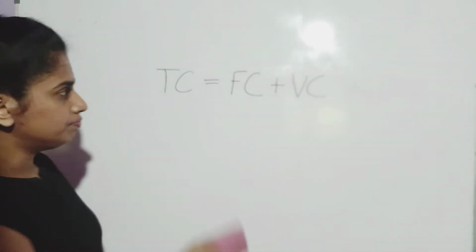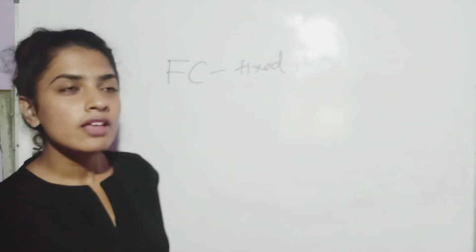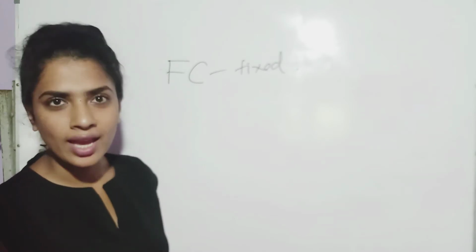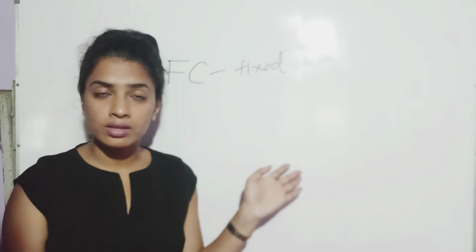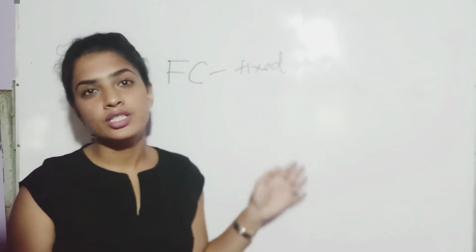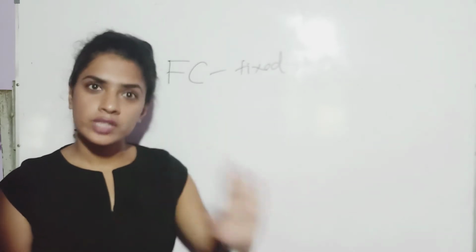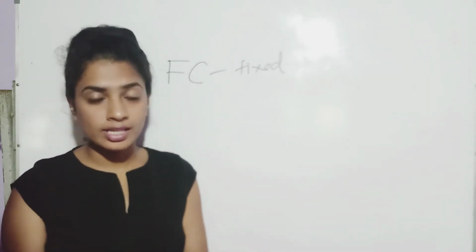So let's talk about these 3 in detail. First, the fixed cost. When you hear the word fixed, what do you feel? Fixed means it doesn't change. Right? Normally, when we are deciding what is the type of a cost, we are thinking whether the cost is changing with the quantity we are producing. If it is changing, we call it variable. If it doesn't change, we call it fixed.